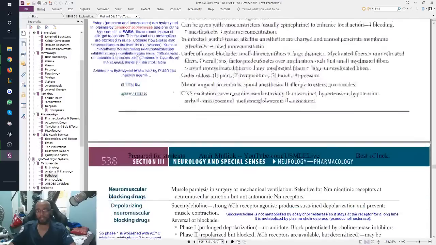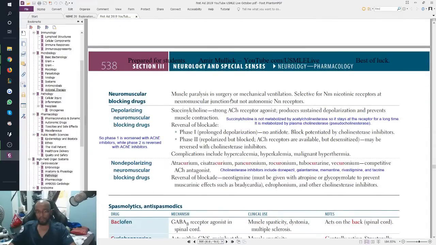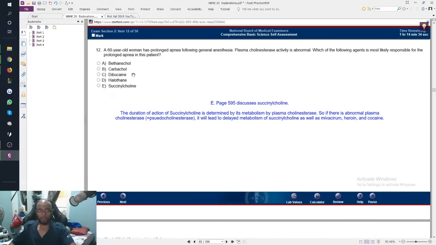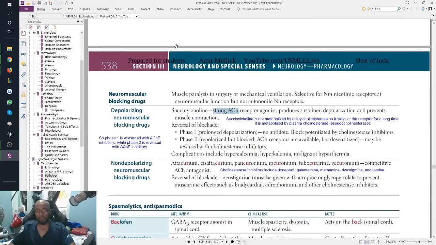So this patient was taking succinylcholine, right? Succinylcholine is a strong acetylcholine receptor agonist that produces sustained depolarization and prevents muscle contraction. And because of this relation to acetylcholine, they put those other answer choices here, bethanechol and carbachol. Right? But it really shouldn't have confused anybody because you never think of those 2 medications when you think of anesthesia. So strong acetylcholine receptor agonist produces sustained depolarization and prevents muscle contraction.